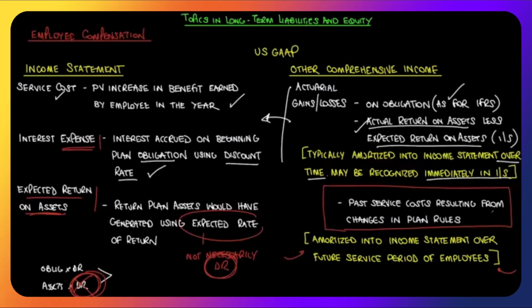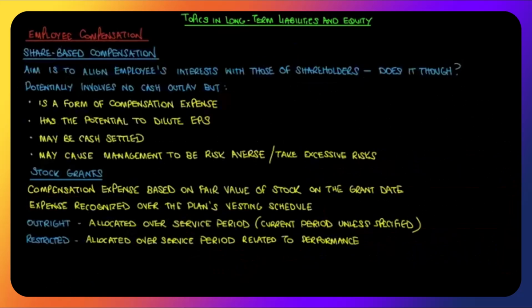And that's it. That's really all we need to know for the world of pensions for the moment at level 1. There's not a lot in there. Focus, as I say, on IFRS versus US GAAP and income statement versus OCI for both. But let's move on. To finish off the employee compensation section, we've got to talk share-based compensation.